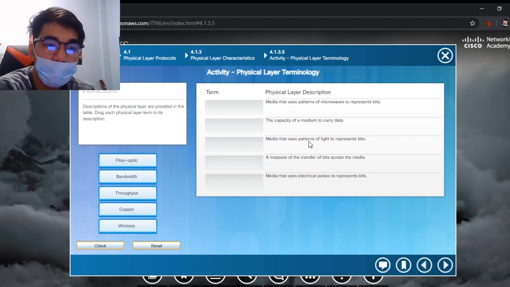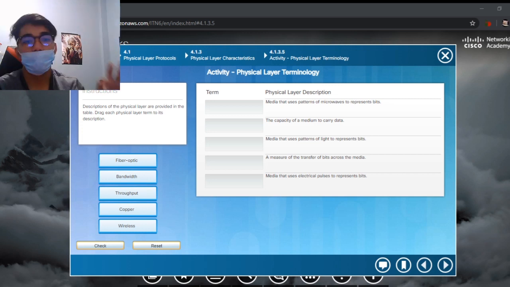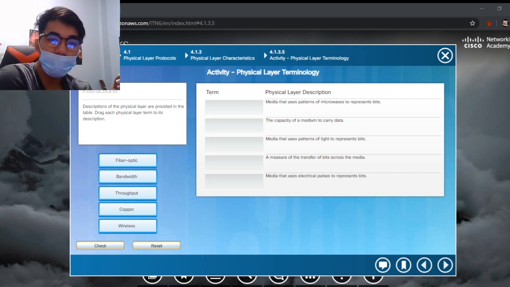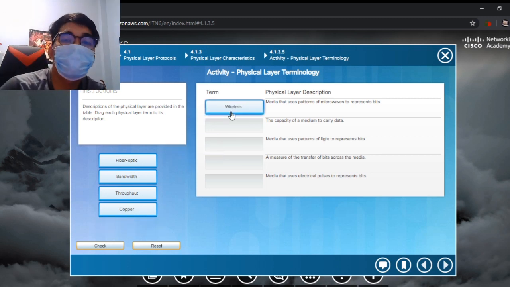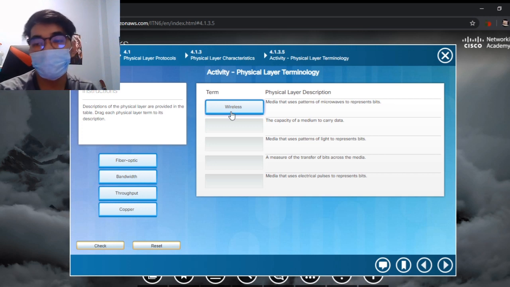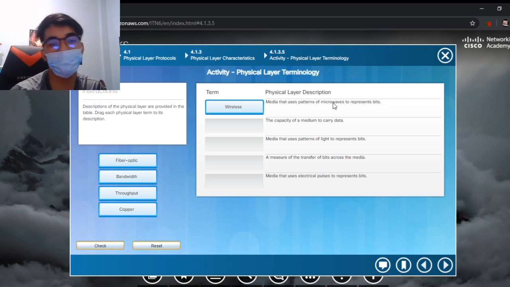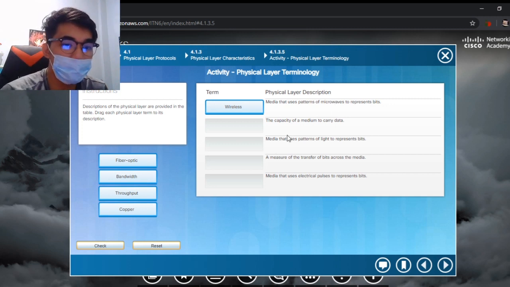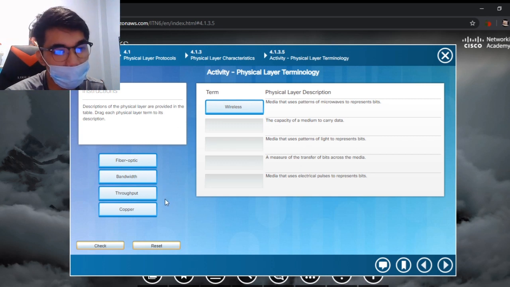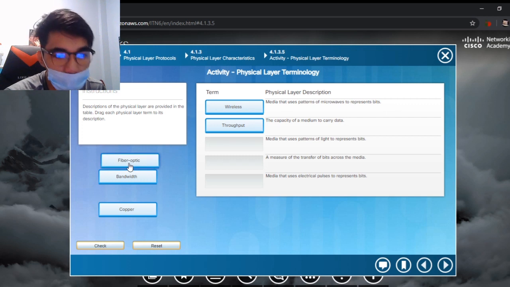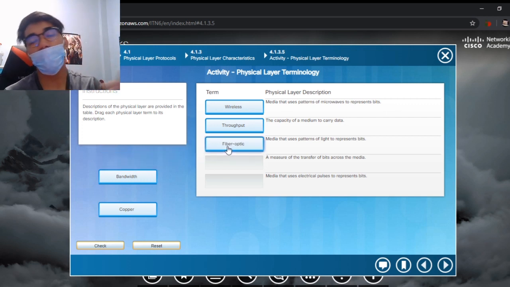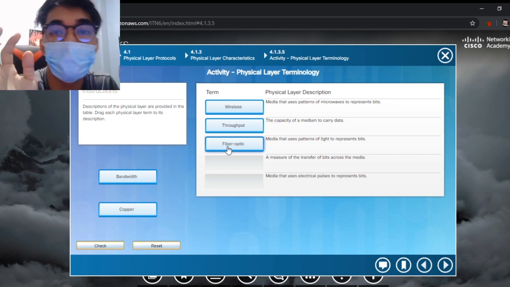media that uses a pattern of microwaves to represent bits. We all know that the one that uses microwaves is wireless, because wireless proceeds some data in order to have data communication, and it has microwave patterns. Then the capacity of the medium to carry data, I think that would be throughput. Then the fiber optic would be a media that uses a pattern of light, because there are two types of fiber optics, and I'll discuss that later.